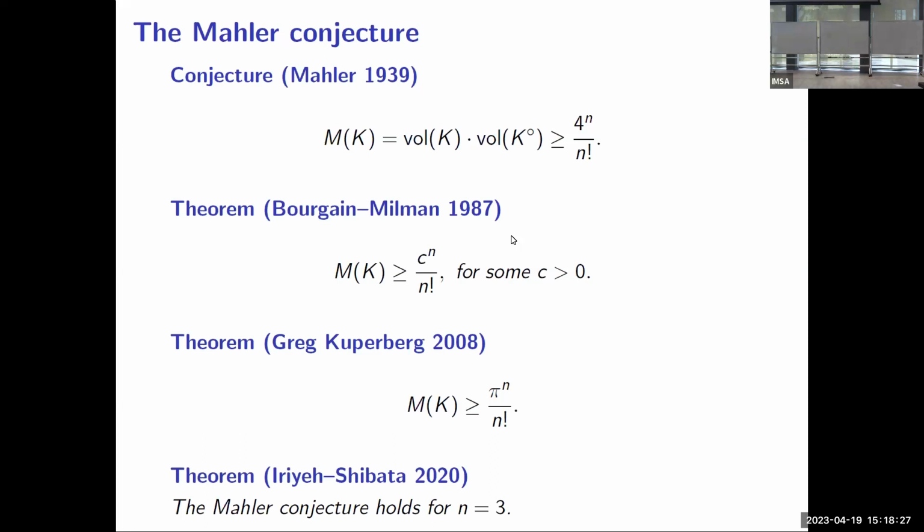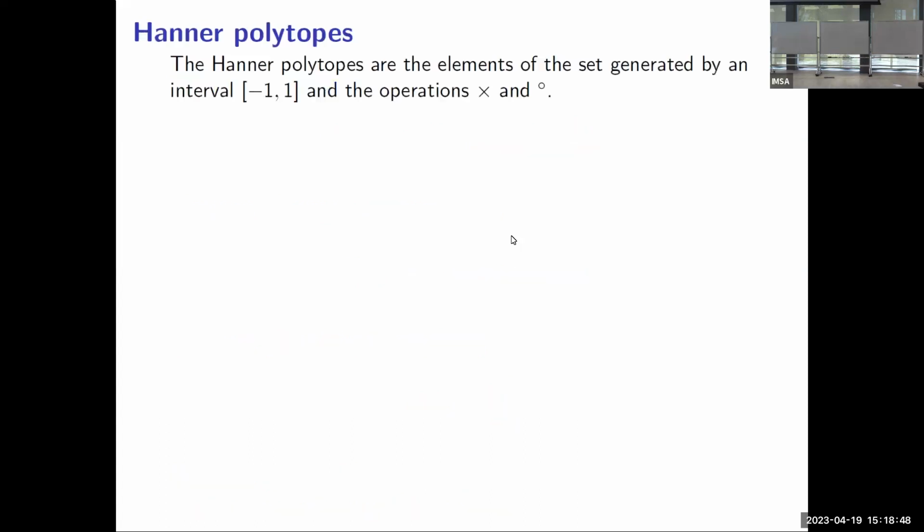And then very recently, in 2020, Iriyeh and Shibata proved that the conjecture holds in dimension 3. Okay, so after that, it's pretty much wide open. These are the main results. We don't know anything else in higher dimensions. But why am I talking about this right after Viterbo? You can probably guess that they are related. So let me tell you about this beautiful story.